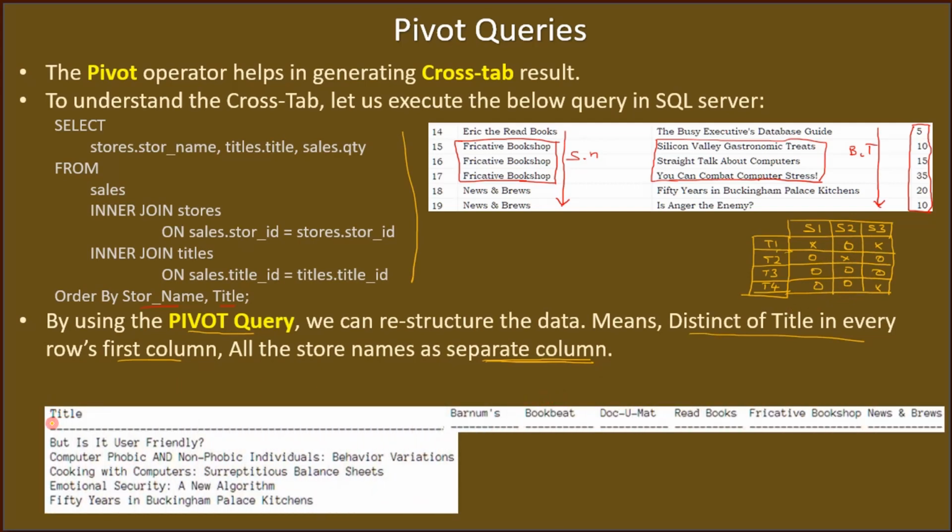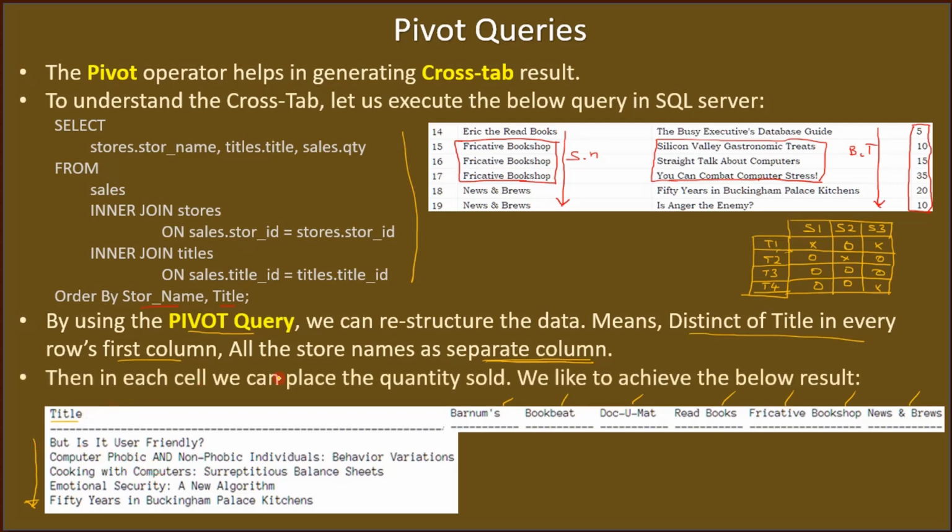And if you see, this is the title, and the title is displayed in the very first column. Then you can see there is a separate column for each store. So these are all the store names: Barons, BookBeat, Document, Redbooks. All these are store names, and here are the titles. And then each cell, that means the book title and store name together form a cell.